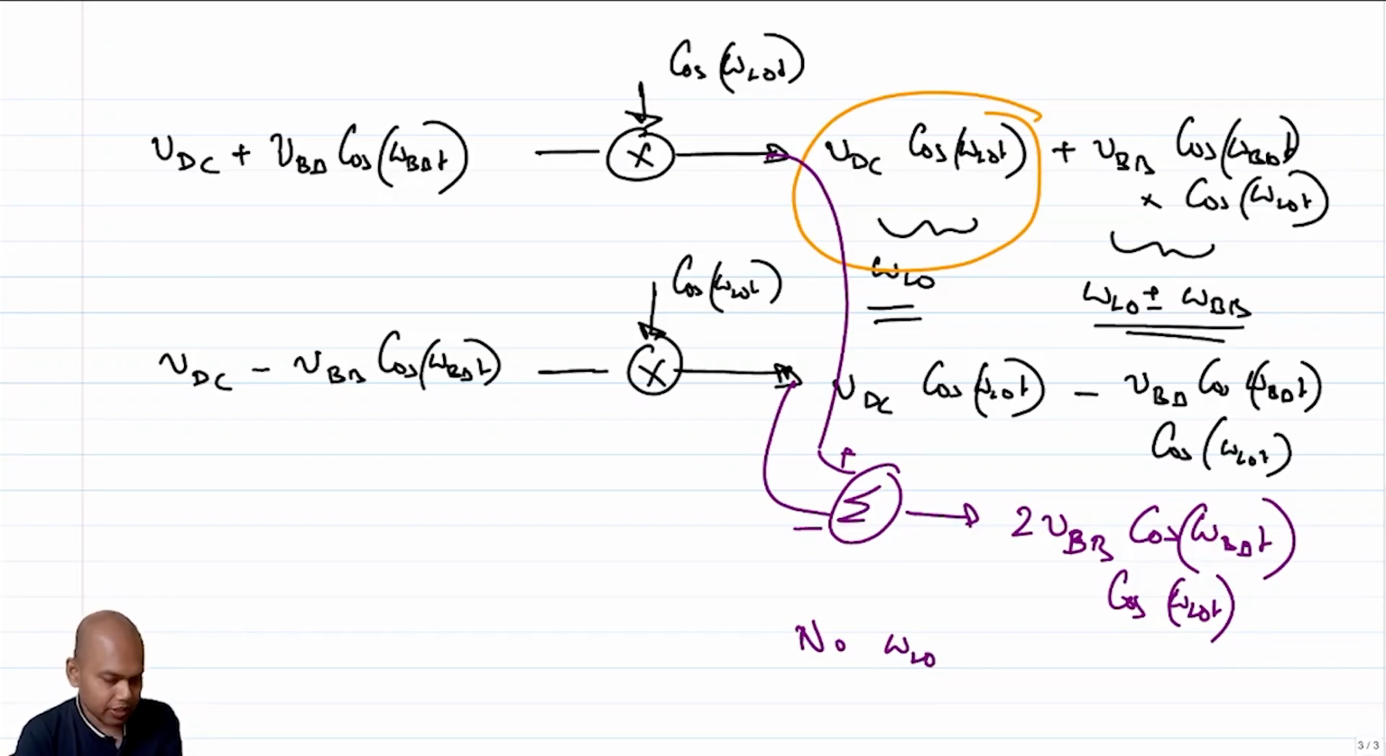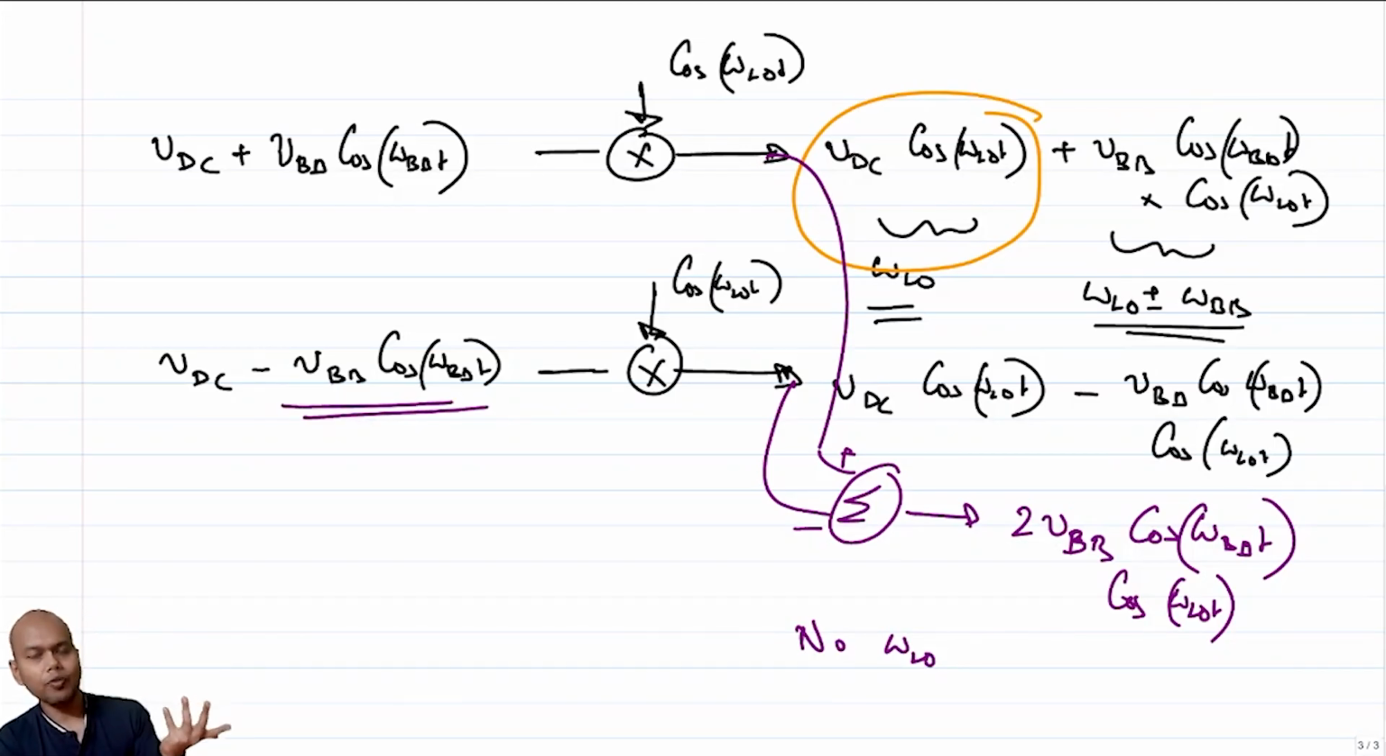So what did we need for this? We needed a negative signal, which we can easily get, because the signal we are generating is from within the chip. The baseband signal is within the chip. I can generate a differential version of it and then feed it, and then subtract it. So how can I do this subtraction?